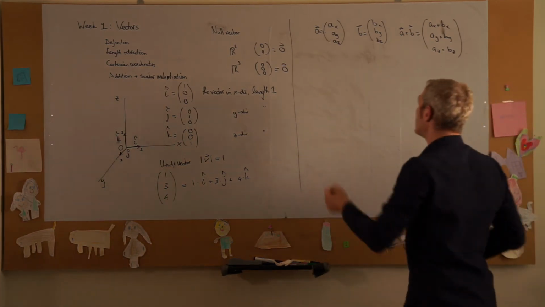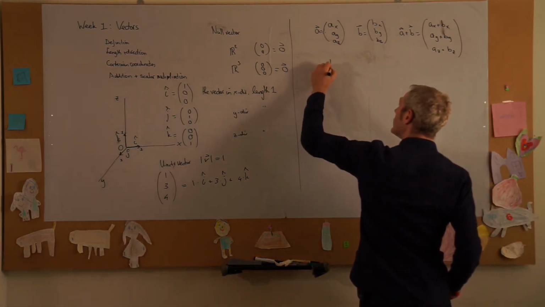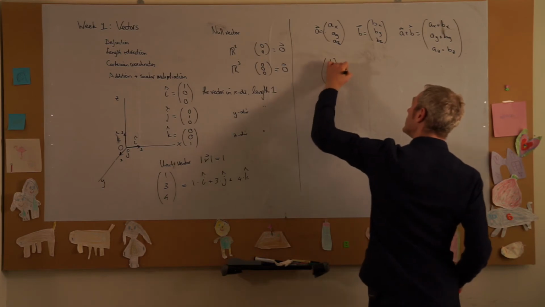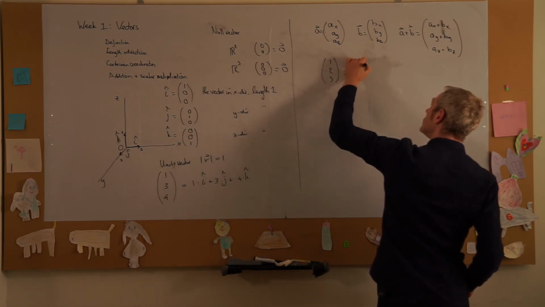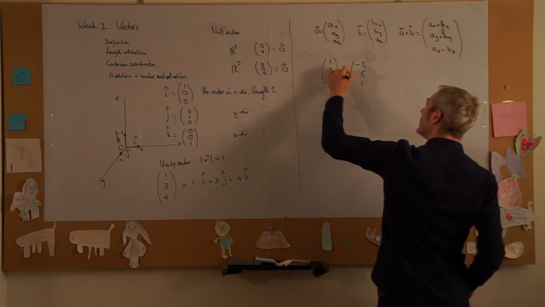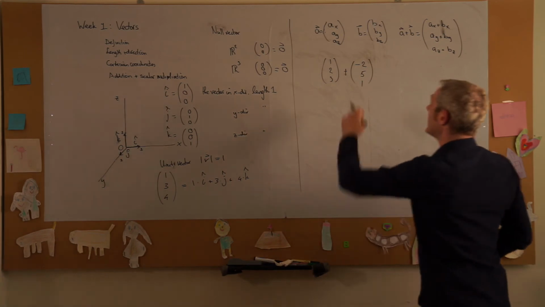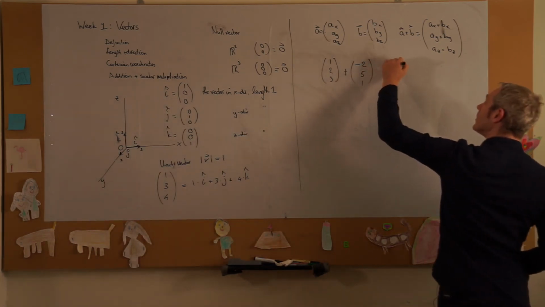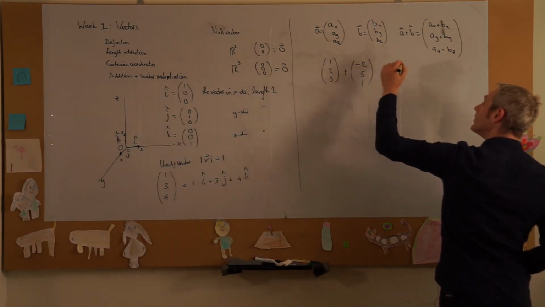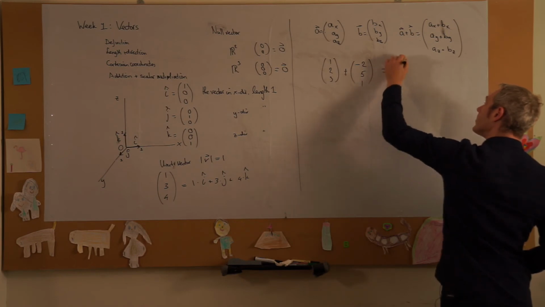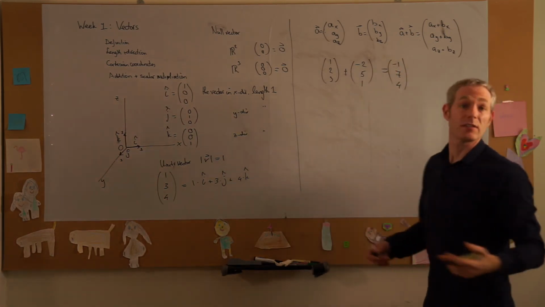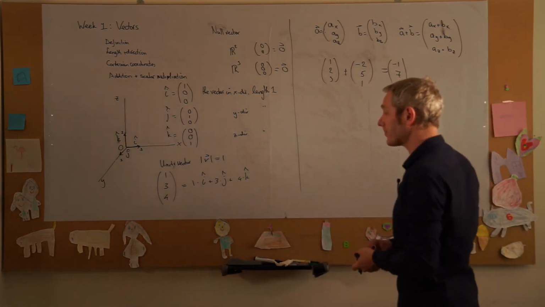So for example, if we have the vector 1, 2, 3, and we add to it minus 2, 5, 1, then we get 1 minus 2 is minus 1, 2 plus 5 is 7, and 3 plus 1 is 4. And this is adding two vectors together.